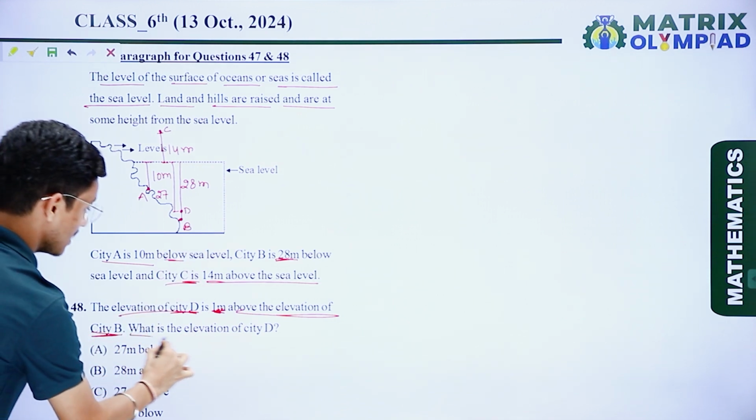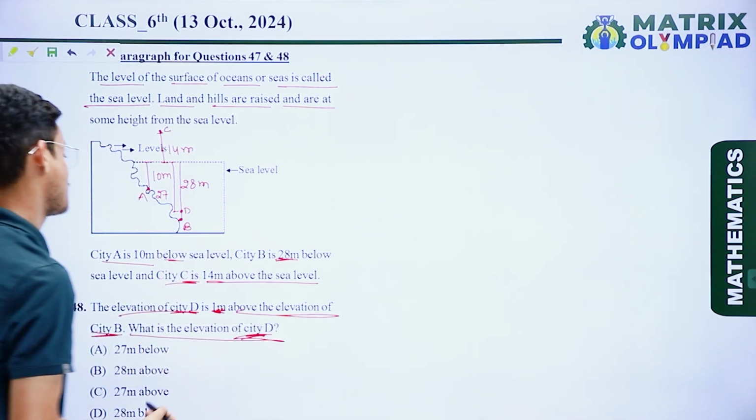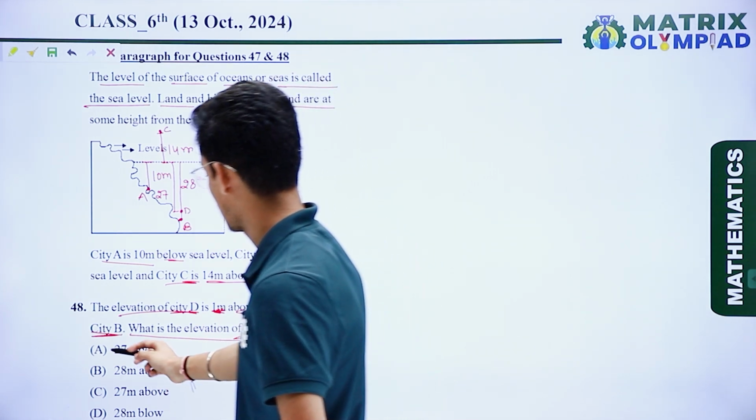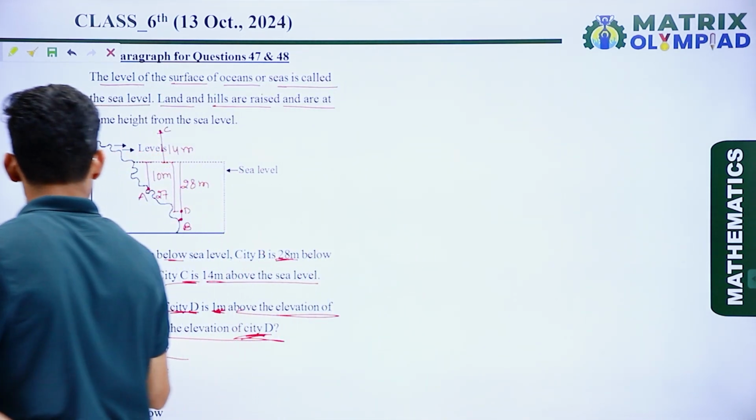So what is the elevation of city D? For the elevation of city D, we can say that 27 meter below. So here option number A is the correct answer.